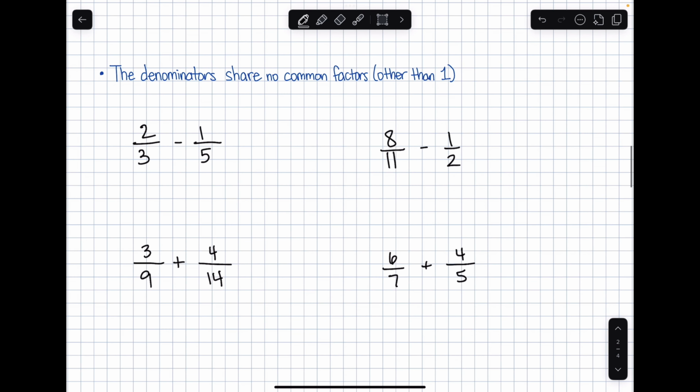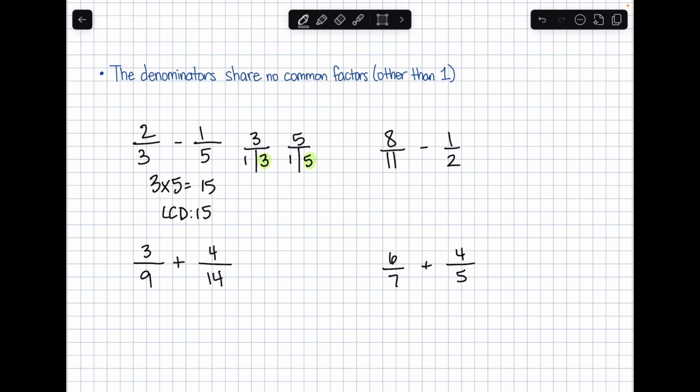Okay, the second situation is if the denominators share no common factors. And if you're unsure of this, you can take each of your numbers and list all the factors. So all the factors of 3 are 1 and 3, and all the factors of 5 are 1 and 5. We are not looking at 1 and 1. We're only looking at the other numbers. They don't share any factors. So in this case, we would multiply them together, and whatever we get would be our LCD. So in this case, it would be 15.